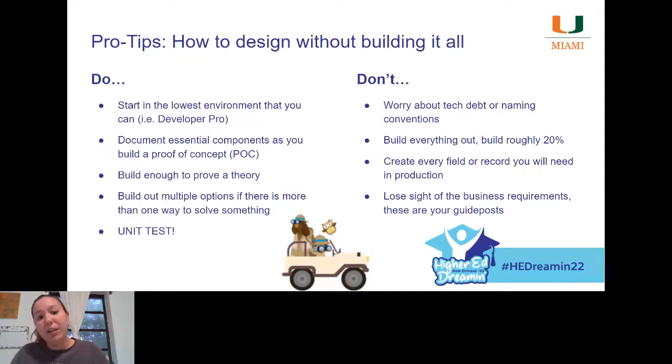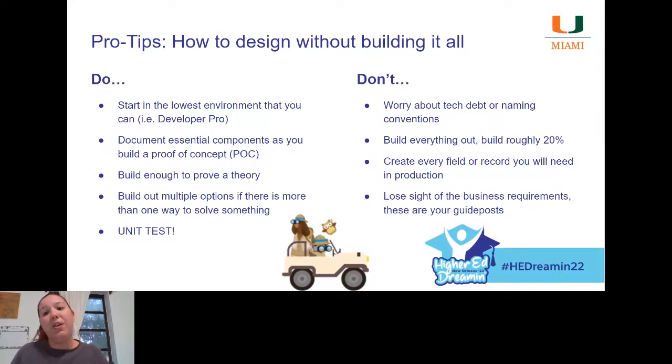You want to also build enough to prove a theory and build out multiple options if there's more than one way to solve for something. Specifically, with sharing models and things of that nature, there's more than one road that leads to Rome. So build a few out, see what makes sense for your use case. What you don't want to do is worry about tech debt or naming conventions when you're building a proof of concept. Once you get into your for real QA testing environment, that's when you want to kind of put those guardrails up. But when you're POCing, don't worry about that.